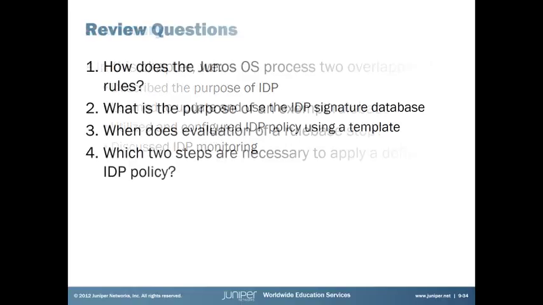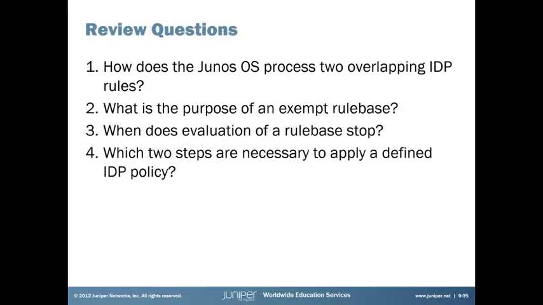Some review questions. How does the Junos operating system process two overlapping IDP rules? Okay, so here's a situation. You've got traffic that matches a couple of different rules. What does the operating system do in that situation? Any ideas?